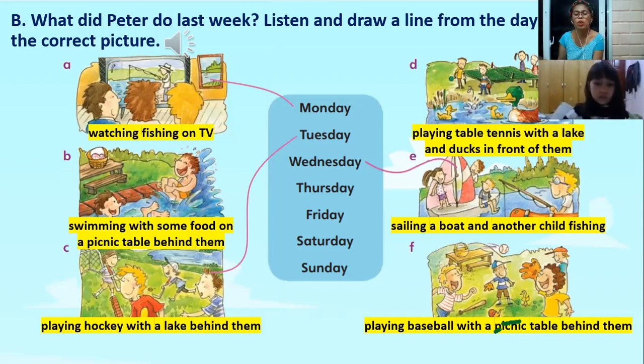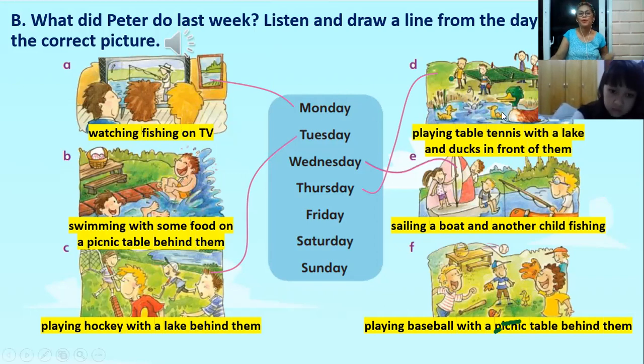Very good. Next, how about Wednesday? On Wednesday, Peter was sailing, and another child was fishing. Okay. Next, how about Thursday? On Thursday, Peter played table tennis with a lake and ducks in front of them. Can you see that one? Another on Friday, what did they do on Friday, Amy?